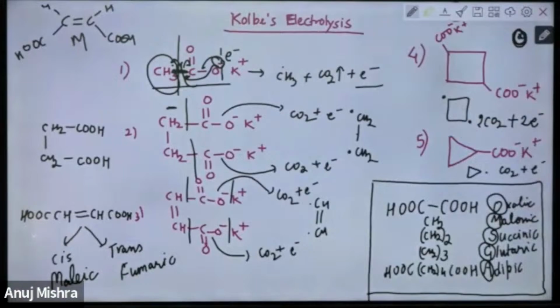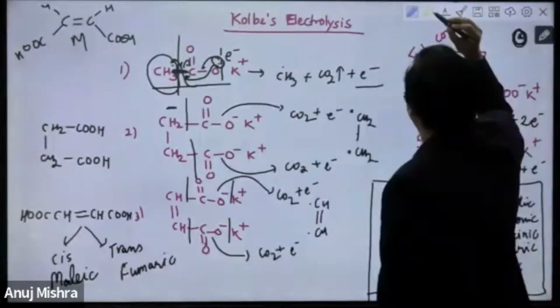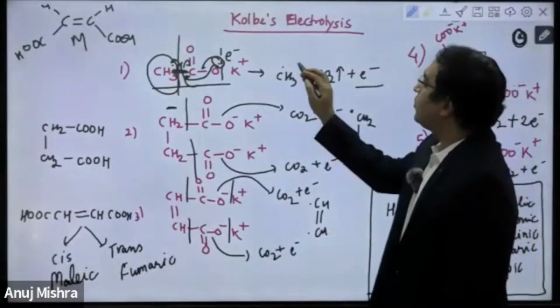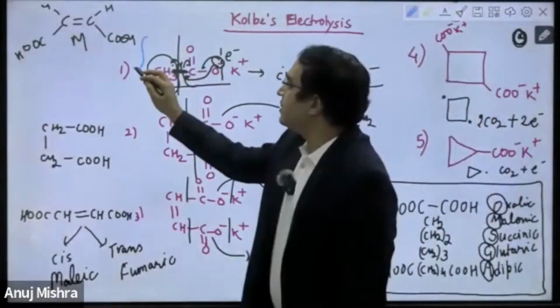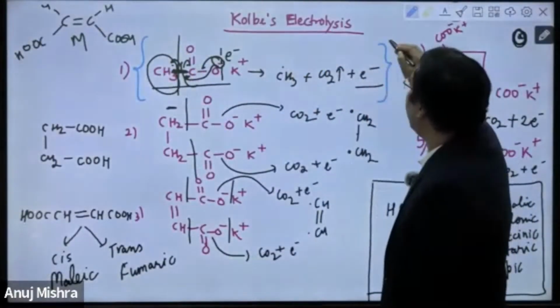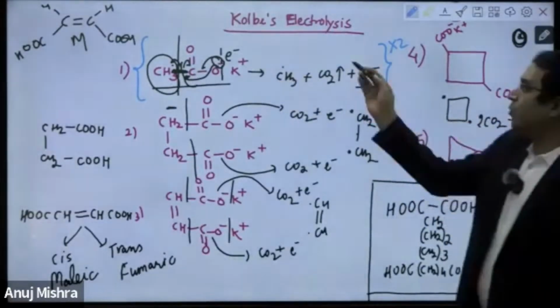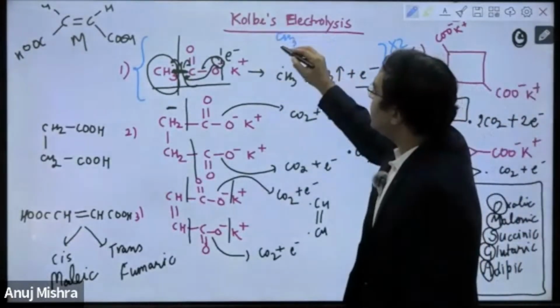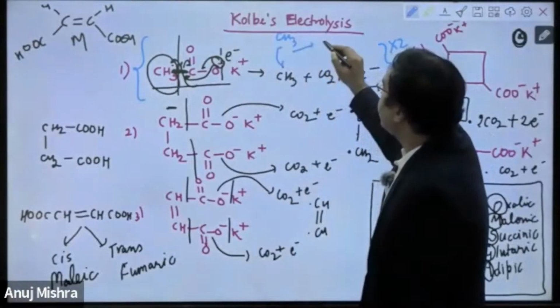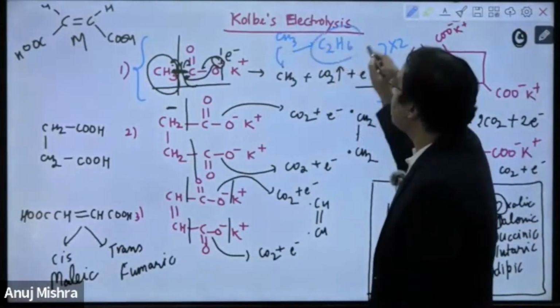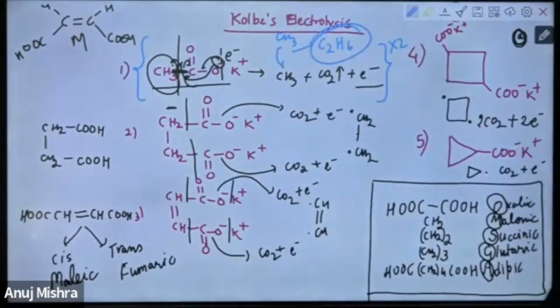Please note down. Now what is going to happen? This CH3 radical will search for one more radical. So basically this reaction requires 2 molecules. So 1 mole radical, same process, and they club together, forming which gas? C2H6. So this is the preparation method of ethane.